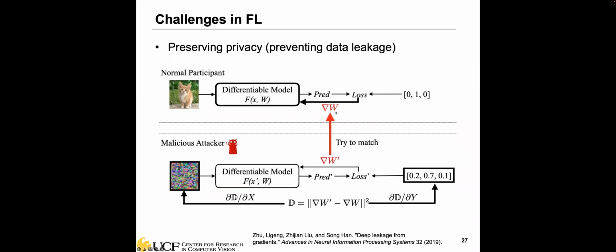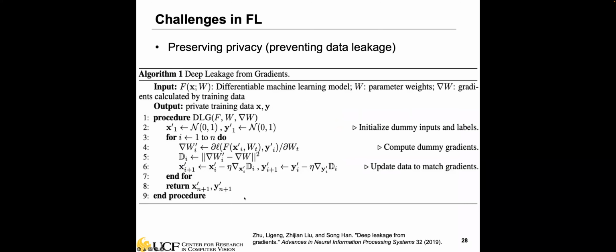I can match it to the true gradient and see how close my gradient from this noise is compared to the true gradient coming from the true data. Then I can do this kind of optimization, trying to minimize the discrepancy. I can use gradient descent with this as the objective, changing my input such that in the end the discrepancy becomes very small, and hopefully that's the actual data residing on the local side.